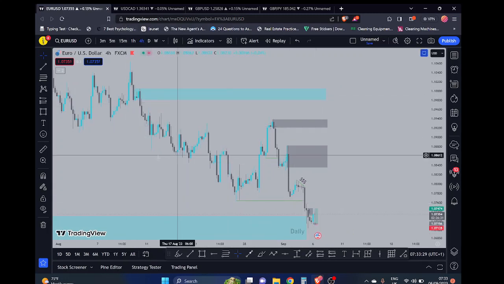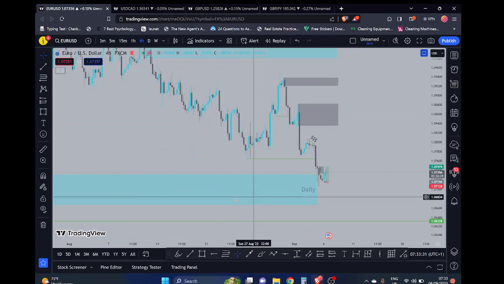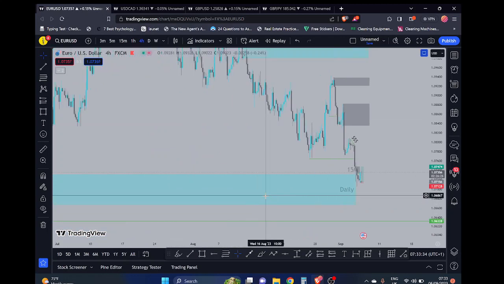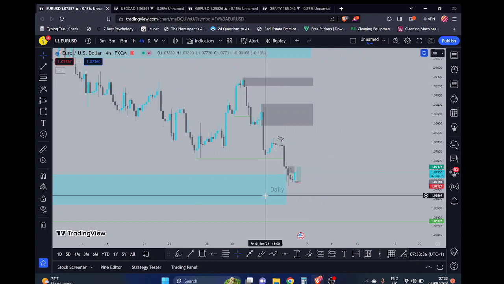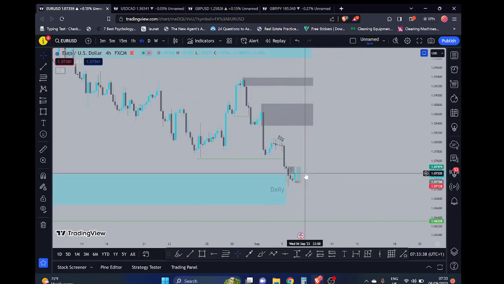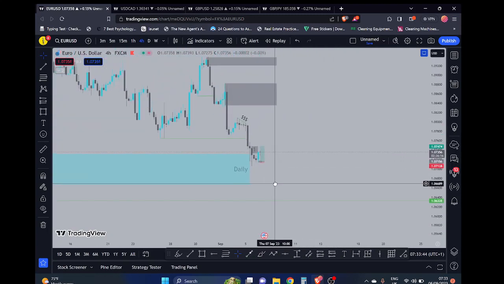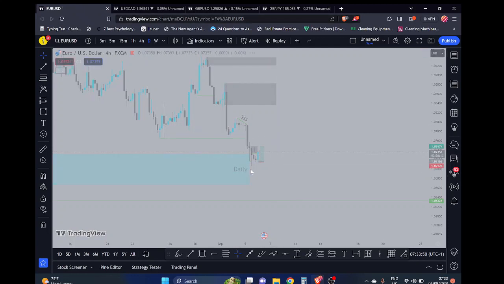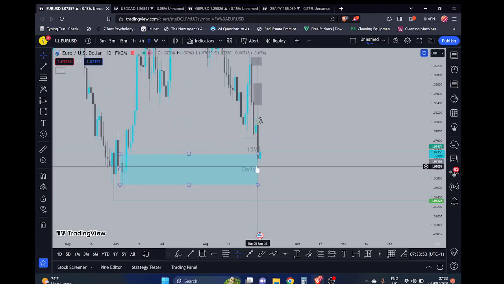You can see on the 4 hours we tapped into a daily point of interest here, right? On the 4 hours, there's a probability of us still going a little bit further down. I don't know. But checking the daily, we should see a huge weak rejection. You can see there's a weak rejection here. You can see the weak went all the way up.